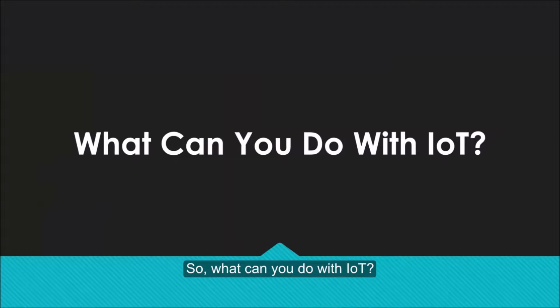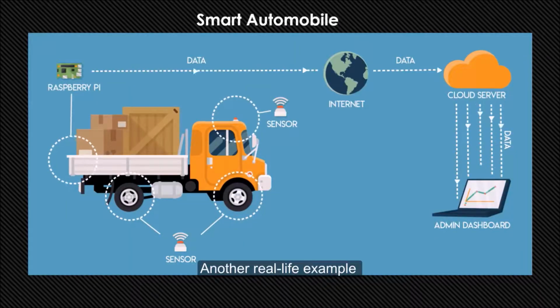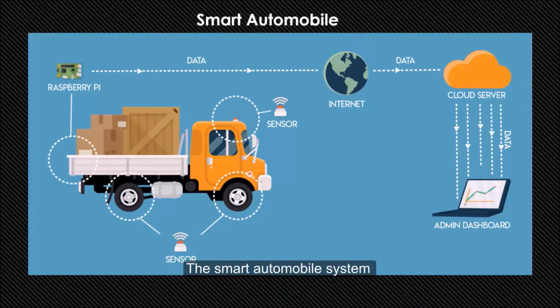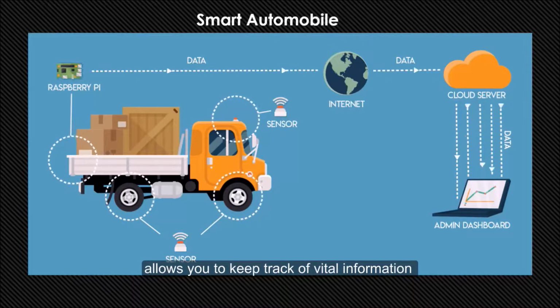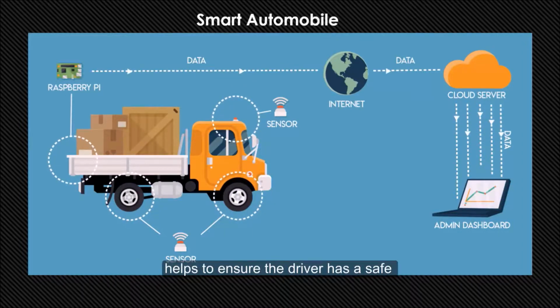So, what can you do with IoT? One real-life example is the smart home system. Another real-life example is the smart automobile system. The smart automobile system allows you to keep track of vital information, such as weather conditions, driver's emotion, and engine fitness. All these information helps to ensure the driver has a safe and comfortable driving experience.